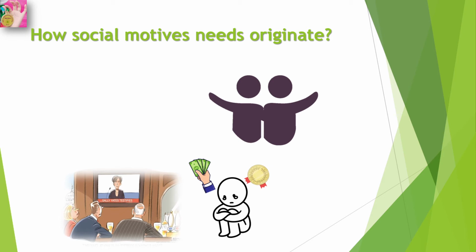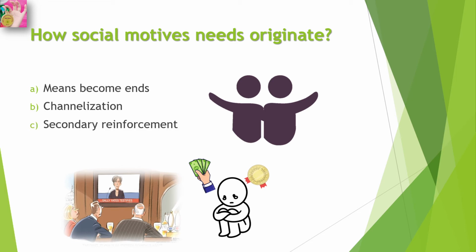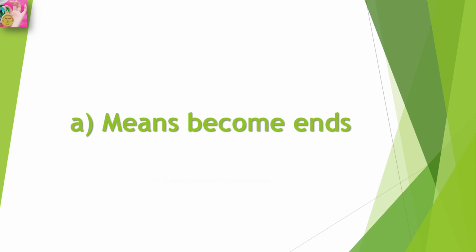And there are ways which describe how the social motives, or derived needs, originate. One is means become ends. The second is channelization. The third one is secondary reinforcement. We will be discussing these one by one. So let's start with means become ends, or in short, to attach value to something.